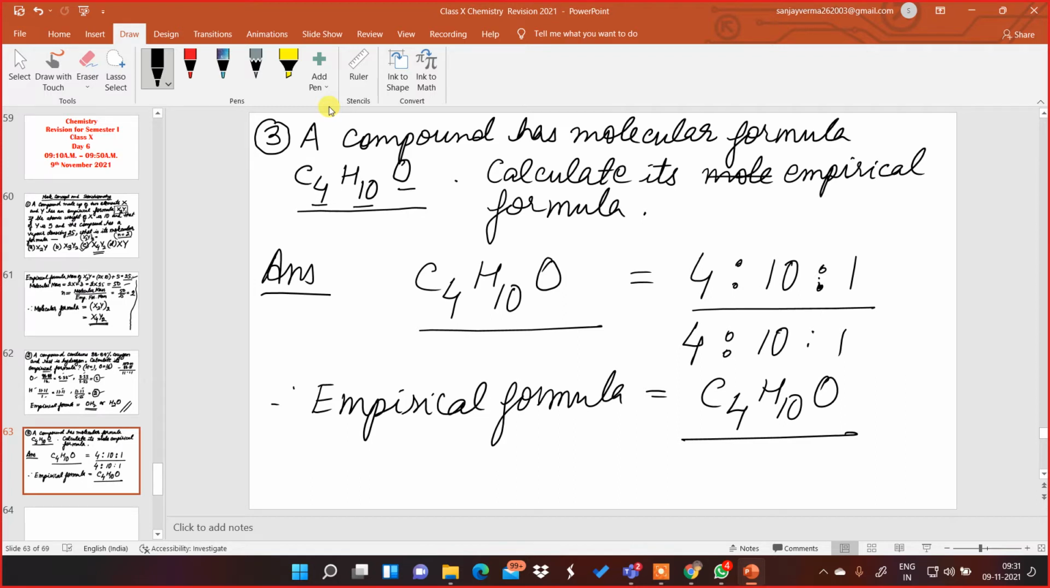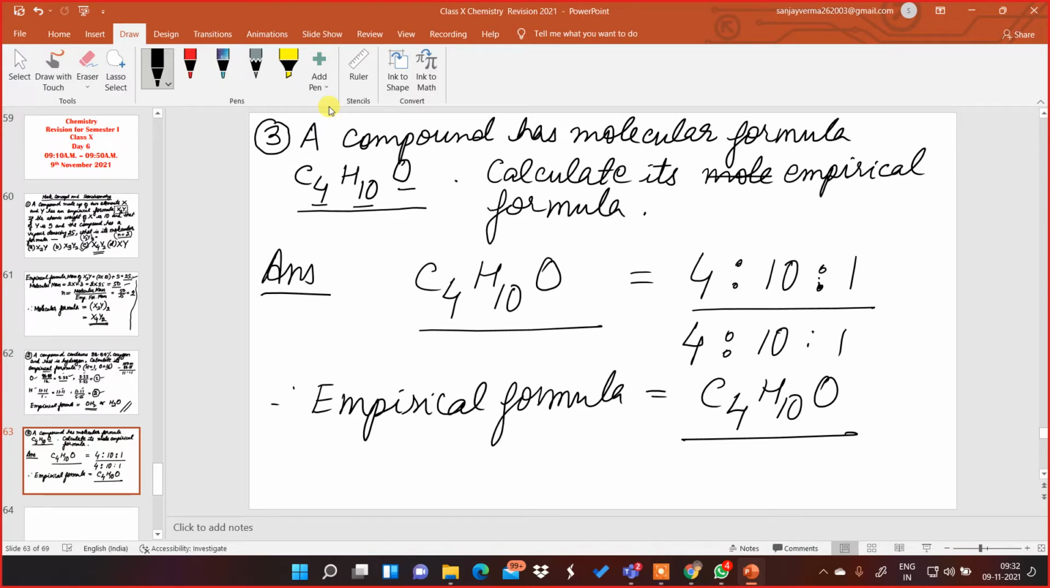So in such a situation where the ratios cannot cancel each other into a whole number, the empirical formula and the molecular formula are the same. Are you getting it?